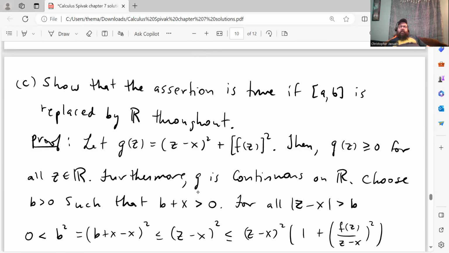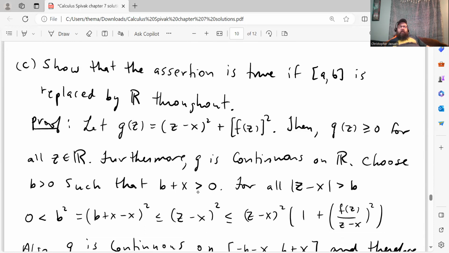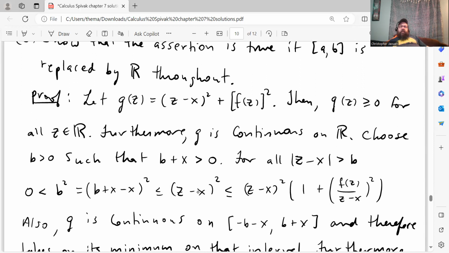Part C: show that the assertion is true if the closed interval AB is replaced by R throughout. So here's my proof. Let G of z equal z minus x squared. Again, I just left out the square root. I just didn't feel like writing the square root, but this is just the square of the distance. But if the square of the distance is minimized, so is the distance.